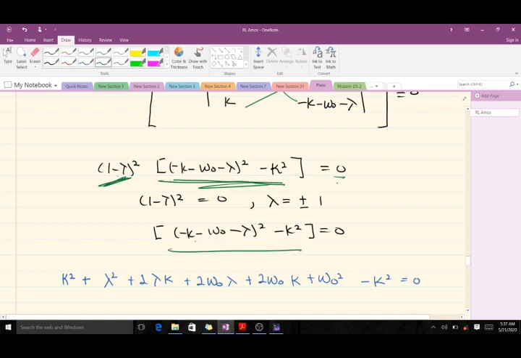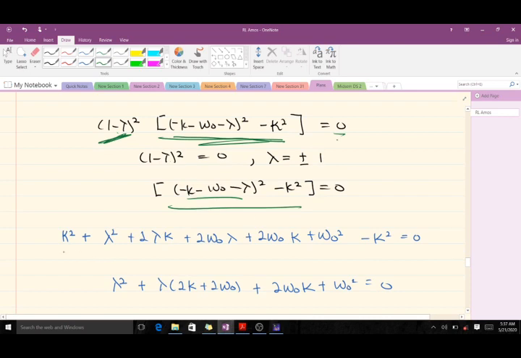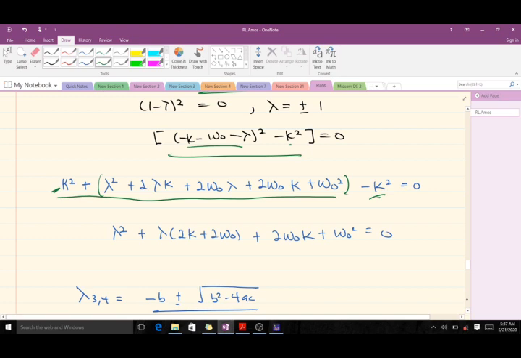So then we have to expand whatever we have here. When we expand everything here, we are going to get this. But we have minus k squared there, which is here. So you realize that this and this here go to 0, and we'll be left with this now. So we try to factorize. So we get lambda squared plus lambda, so you see lambda (2k plus 2w naught). Then we get our constant here.